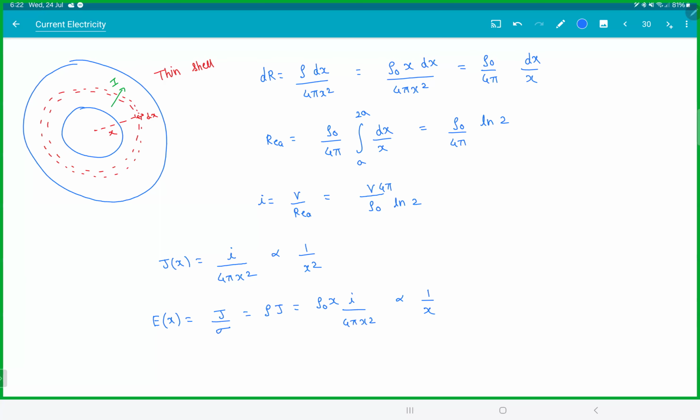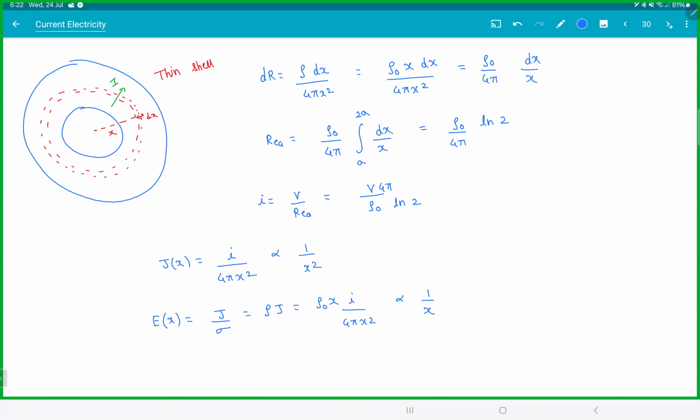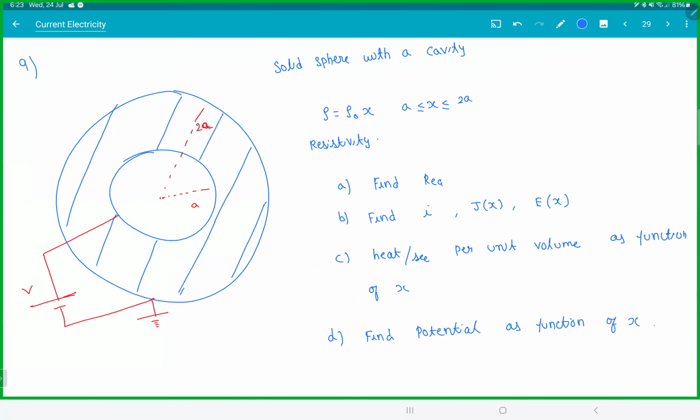What does it ask? Heat per second. How will we do that? And potential. Try, I'll give another 2 minutes. Once you have the current, J and E come straight forward. In case you're confused, I used J is equal to sigma E, and sigma is nothing but 1 by rho, so I just shifted it. Can you find the heat per second per unit volume? Meaning for that small thickness dx, how much heat is it producing per unit volume? And find the potential as a function of x.